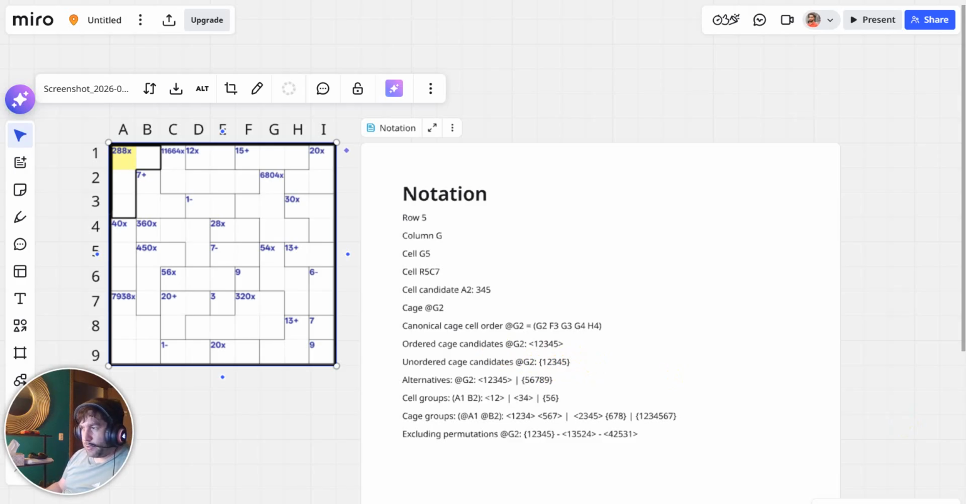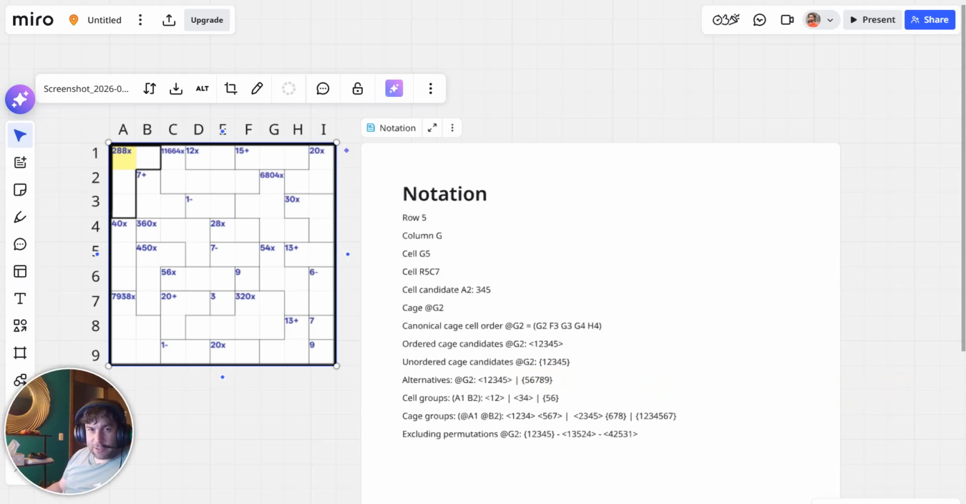Also, we need to talk about alternatives. Often we need to say that it's one option, like we described before, or something else. So we separate them with a pipe character.